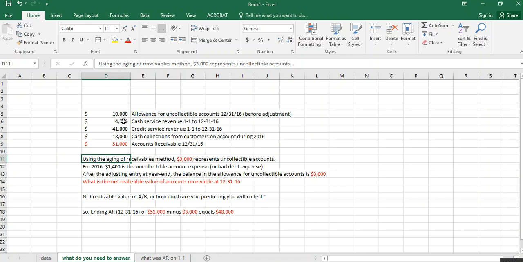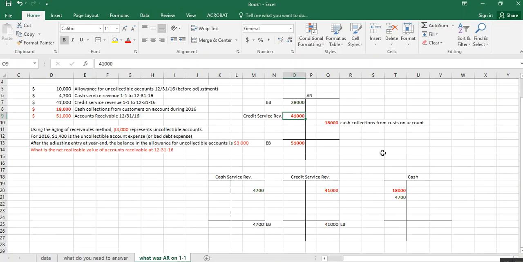Now, I want to show you how these other pieces fit together so that you don't just go, oh, okay, I just know this, and that's all I need to know. You might be asked other things, right? So let's look at some T accounts I put here so you can see. The 10,000 here is the balance before adjustment in the allowance for uncollectible accounts.